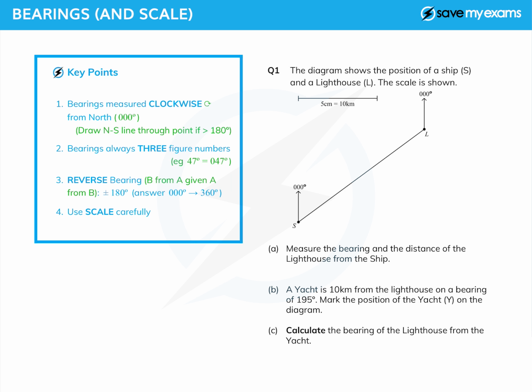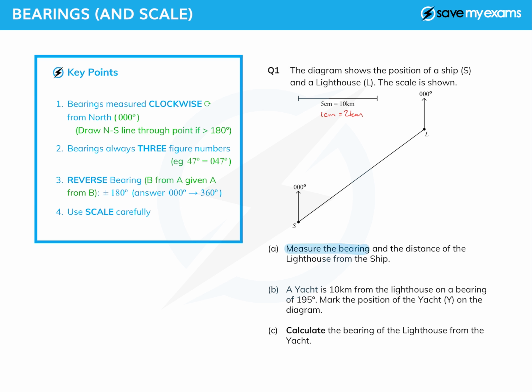So let's do a question on this. Now, believe me when I say I'm using a protractor here and a ruler. You may not be able to see them. So, first thing is to see what our picture says. Well, I've got a ship and I've got a lighthouse and I've got a scale. 5 centimeters is 10 kilometers. So I might think to myself, well, 1 centimeter is 2 kilometers. That might come in useful.